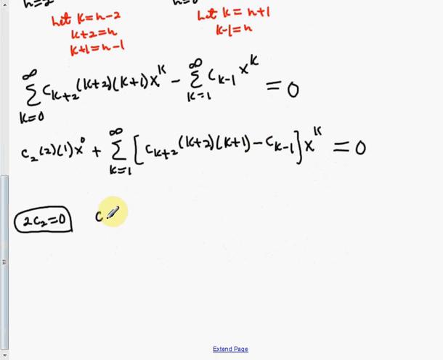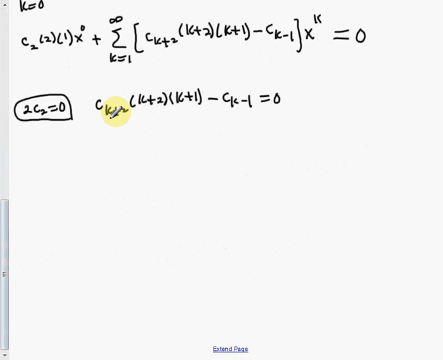Now, that summation, the term that gives us 0, will be those coefficient and constant factors. So that's simply c sub k plus 2 times k plus 2 times k plus 1 minus c sub k minus 1 equal to 0. If you solve for c sub k plus 2, that's equal to that c sub k minus 1 on the opposite side divided by k plus 2 times k plus 1. So now we can solve for those coefficients.